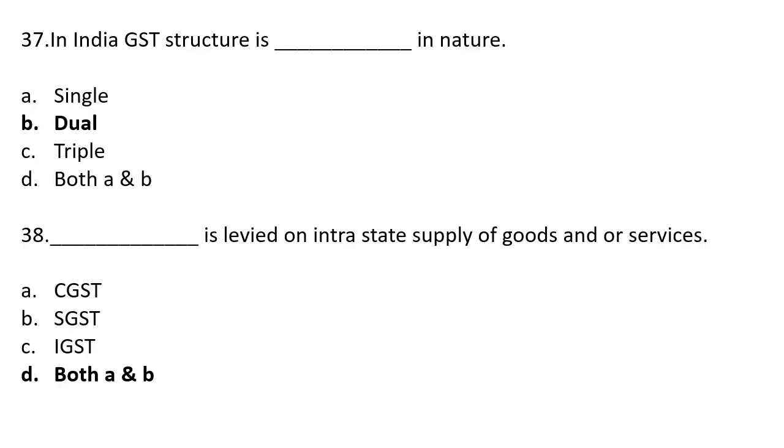Next, in India, the GST structure is dash in nature. Option A single, option B dual, option C triple, option D both A and B. The correct answer is option B, dual. In India, the GST structure is dual in nature.